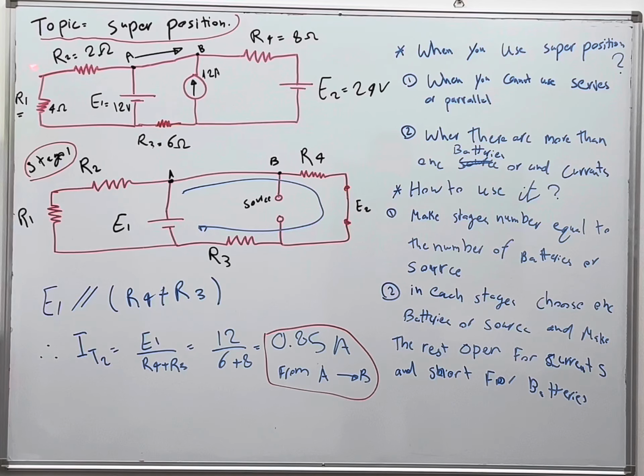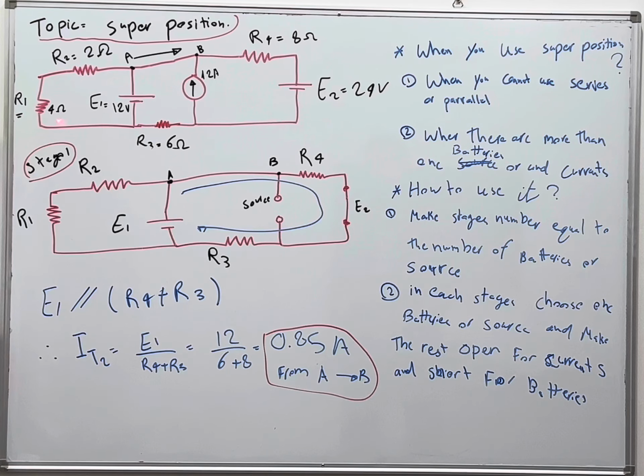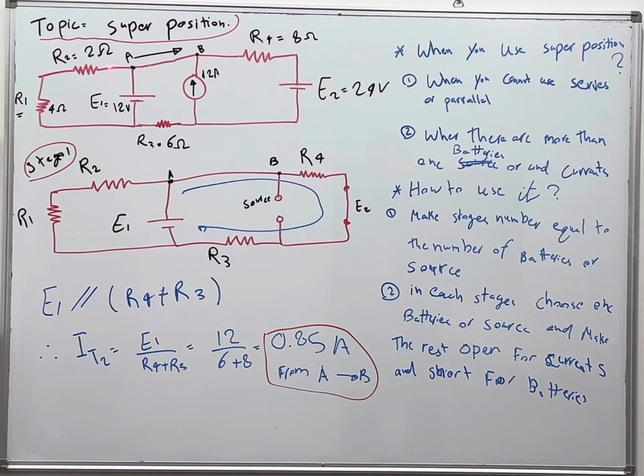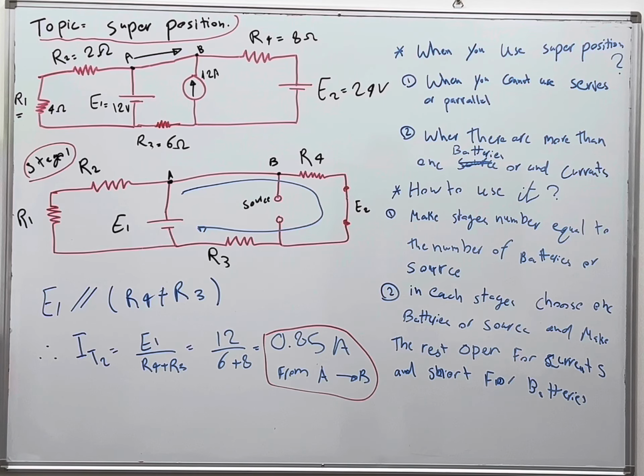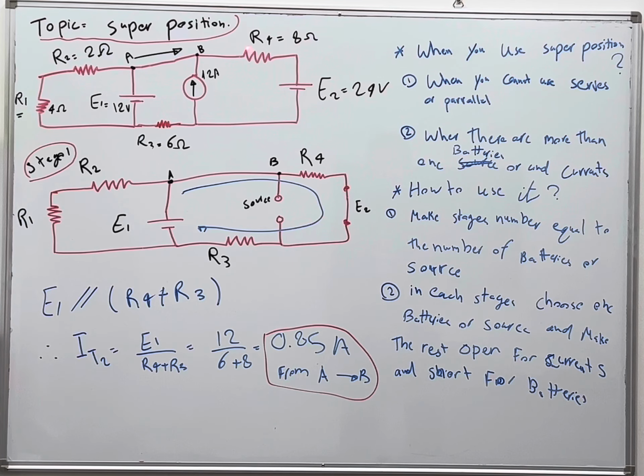So this is a diagram for a circuit. R1 equals 4 ohm, R2 equals 2 ohm, and there is a point called A and a point called B. There is E1, which is a battery of 12 volts here, and there is a current source of 11 ampere, and there is R4, which is 8 ohm, and there is E2, which is 24 volts.